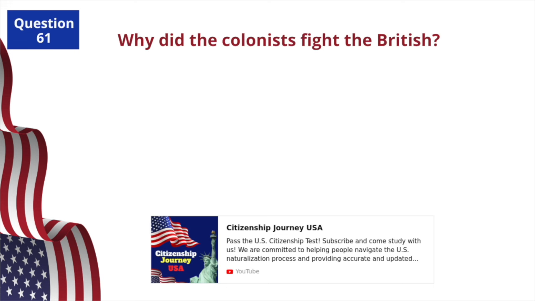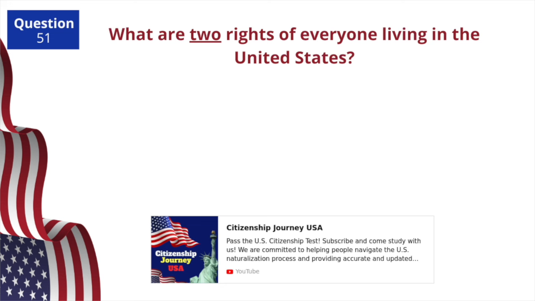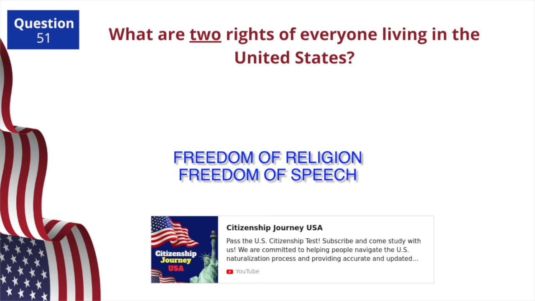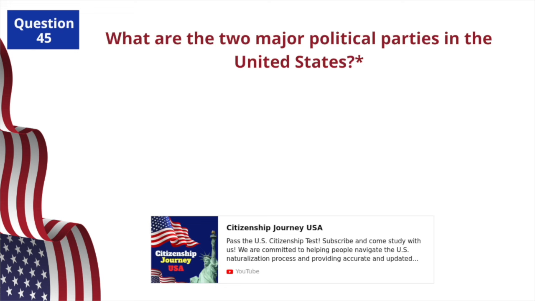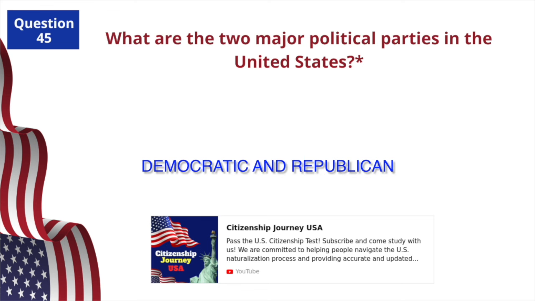Why did the colonists fight the British? Because of high taxes. What are two rights of everyone living in the United States? Freedom of religion. Freedom of speech. What are the two major political parties in the United States? Democratic and Republican.